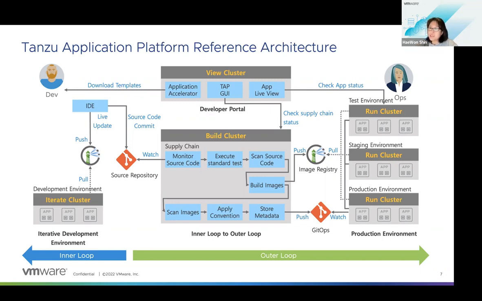The run cluster triggers on the image registry, and when a changed image is detected, it pulls the new image and runs the application. There is a UI portal, Tanzu Application Platform GUI, running on the view cluster. It manages running application supply chains for app deployment, scanning images, and source templates. That is, it is responsible for lifecycle management related to deploying applications.